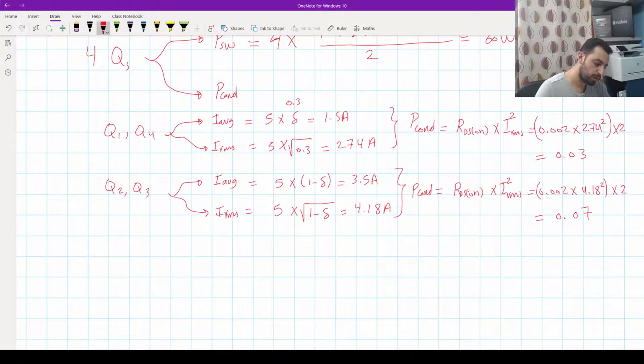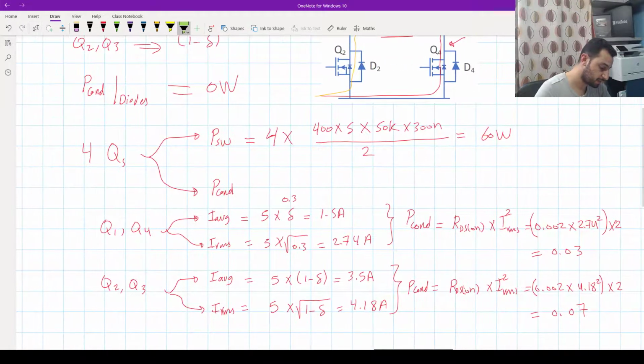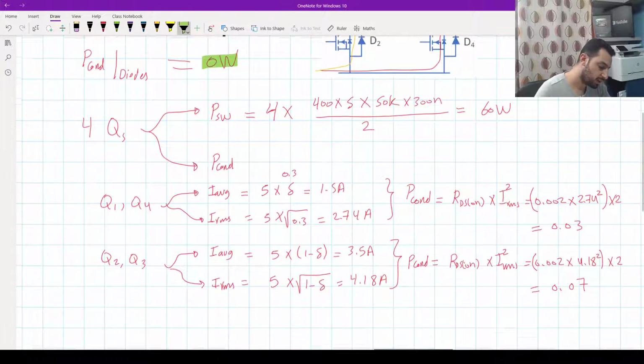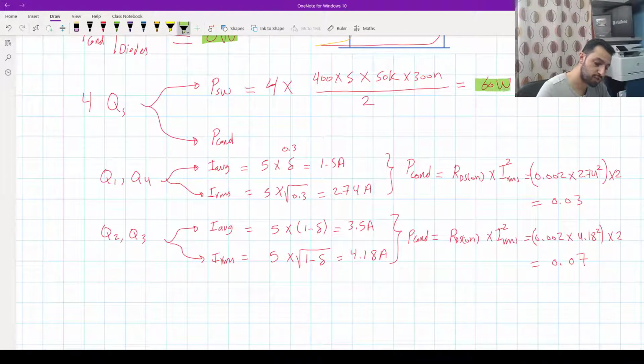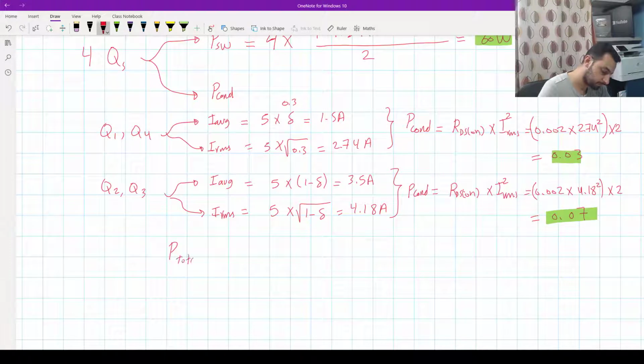So in total we have different power dissipations. We have the diodes at 0, so we will not count them. We have the switching losses for the 4 switches, 60 watt, but the conduction losses for the first two are 0.03, and for the second two, 0.07. So I think the total power loss equals 60 plus 0.03 plus 0.07, and that gives us 60.1 watt.